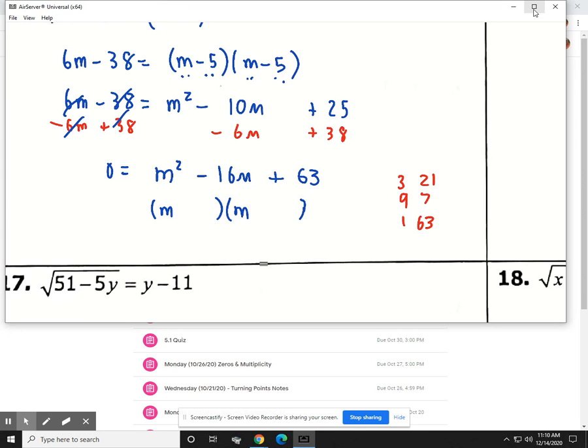Y'all think of any more things that multiply to get 63 besides those 3 groups? 7 and 9 we already got. We just had 9 and 7. Same thing. 4 and 4? 4 times 4 is 16. Not 63. That's it, right? That's all.